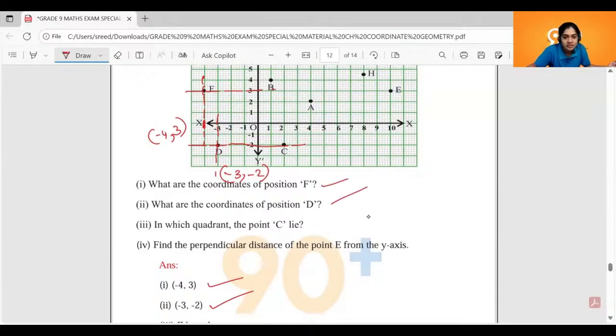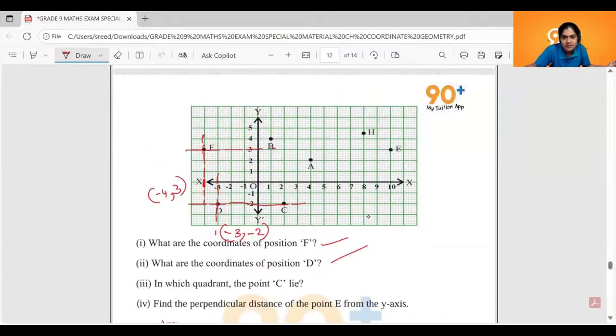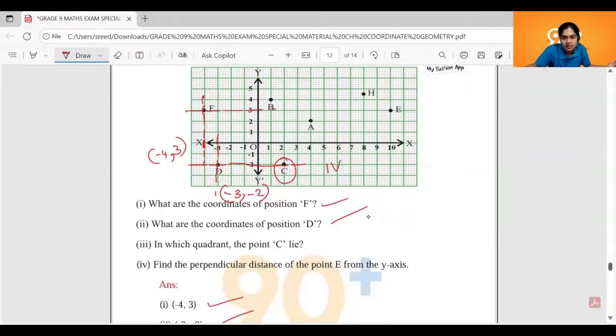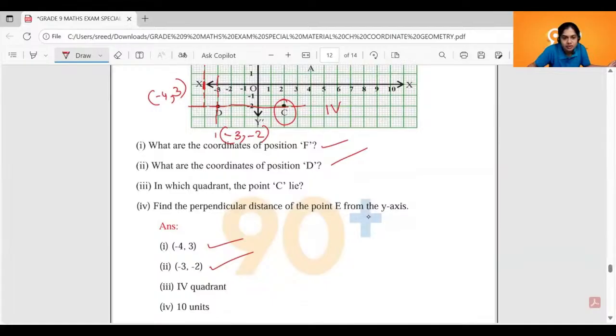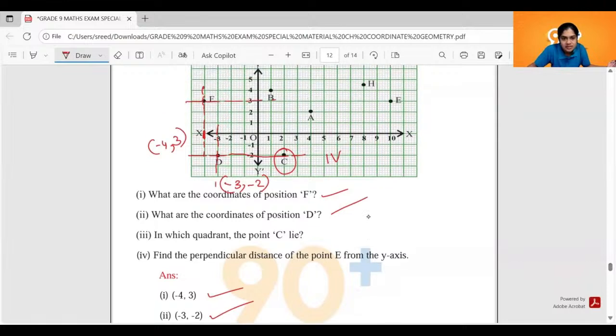Which quadrant does the point C lie in? It's asking for the quadrant. This is point C. Which quadrant is that? It's the fourth quadrant, right? Yes, fourth quadrant. Correct.